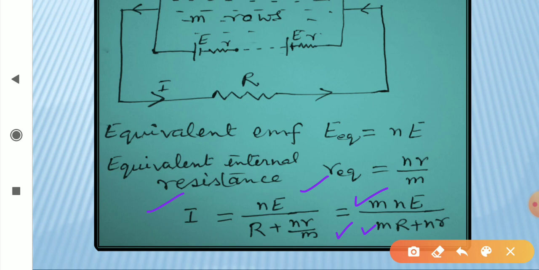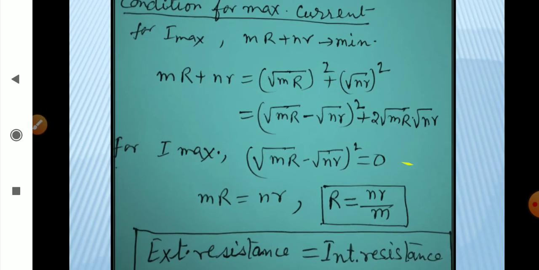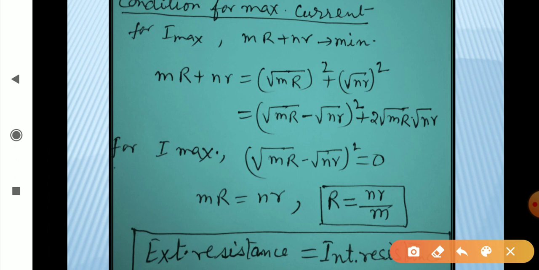So this is the current drawn from this. Now again I want to find out the condition when this current is maximum. Now for maximum current, this denominator has to be minimum. So let us see what is the possible condition for obtaining maximum current.